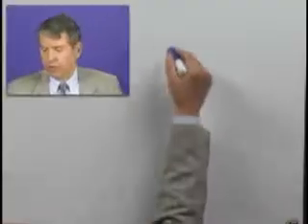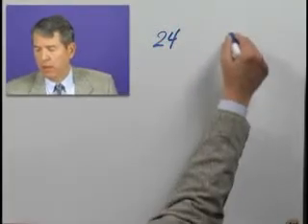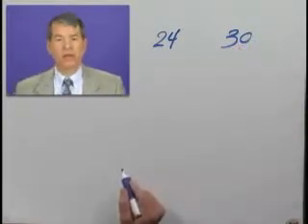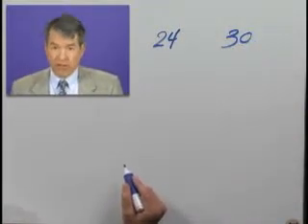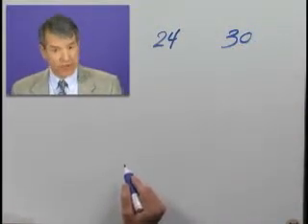What is the greatest common factor of two numbers? The greatest common factor is a factor that they have in common, but is the biggest one possible, the greatest common factor. Let's look at two numbers, 24 and 30. First, we factor them as a prime factorization.